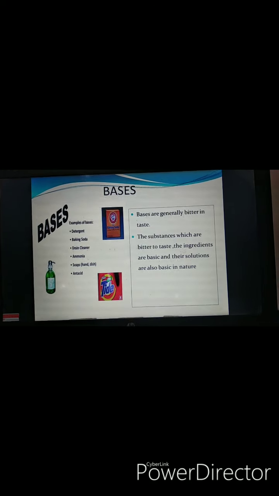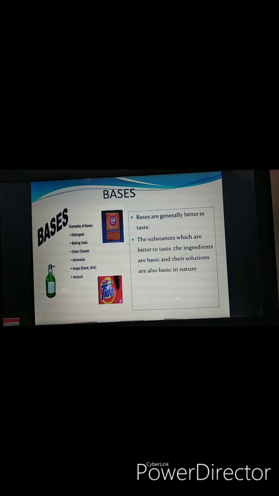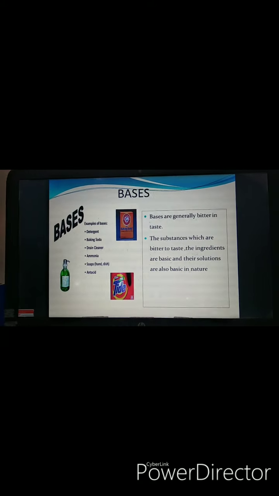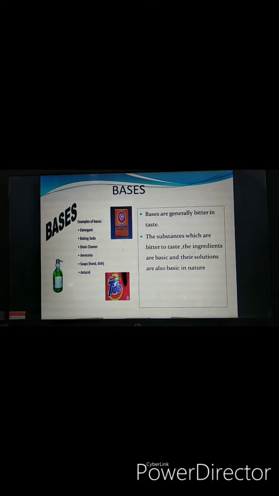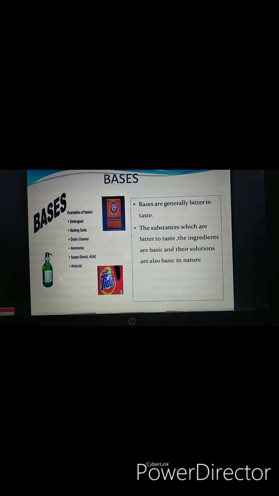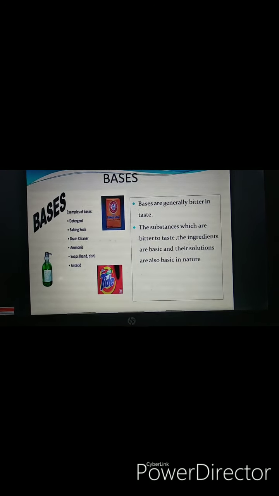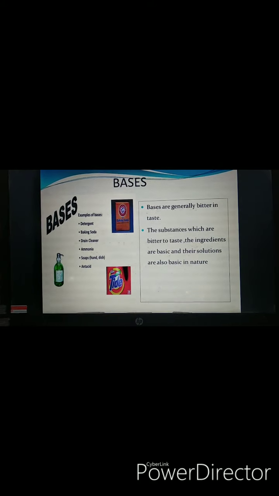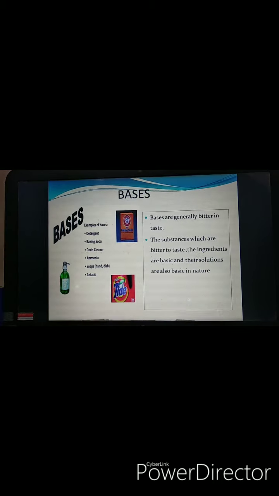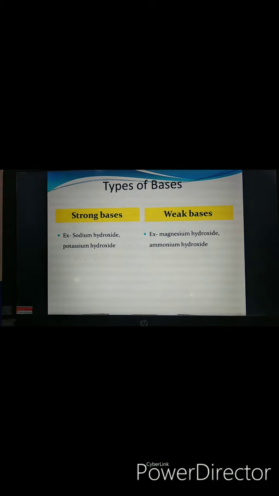So these are some bases that we use in our day-to-day life. Bases are generally bitter in taste. Like the acids are sour in taste, the bases are bitter in taste. The substances which are bitter to taste, whose ingredients are basic, and whose solutions are also basic in nature, are called the bases. So when the bases are mixed and made into solutions, they are basic in nature.